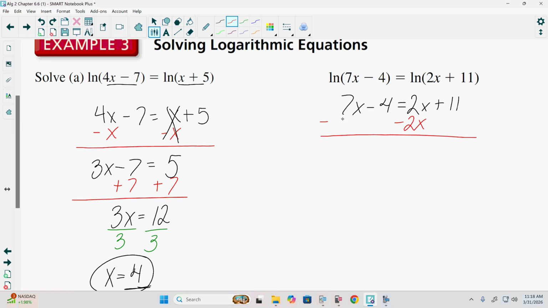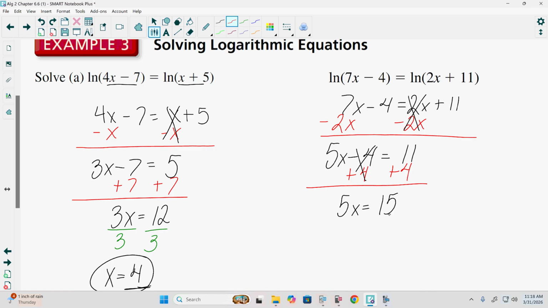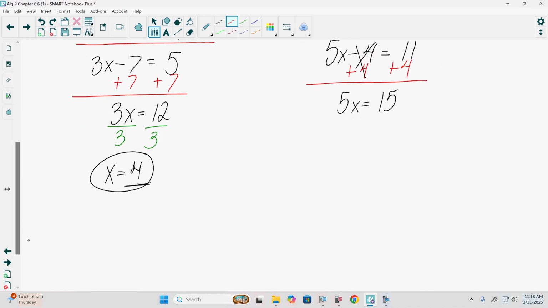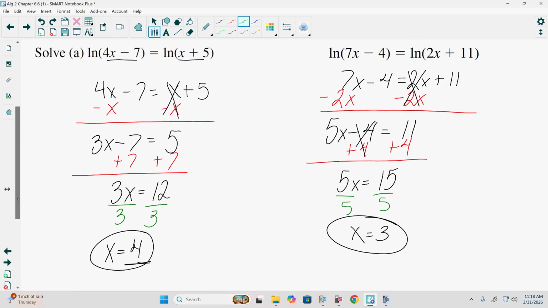First thing we can do is subtract 2x from both sides. 7x minus 2x is 5x, so 5x minus 4 equals 11. Add 4 to both sides. 5x is equal to 15. And lastly, we need to divide by 5. So x is 3. I started writing the solution, not what we were supposed to be dividing by.